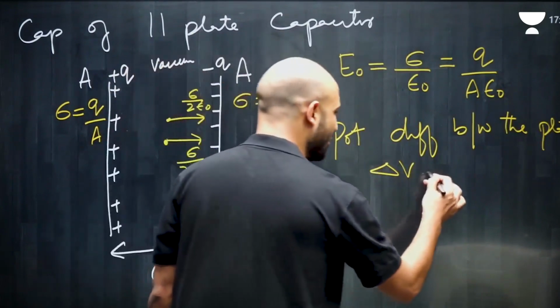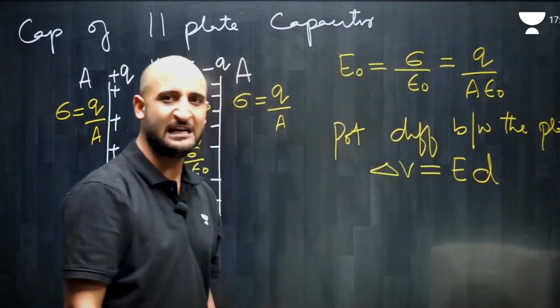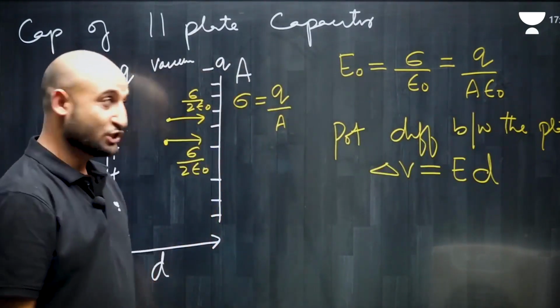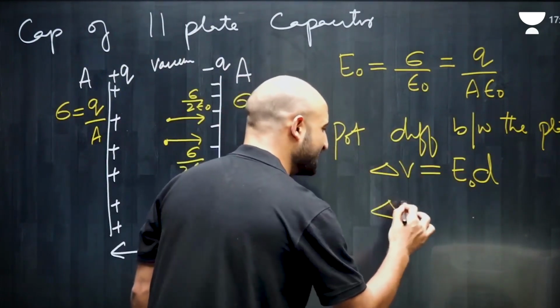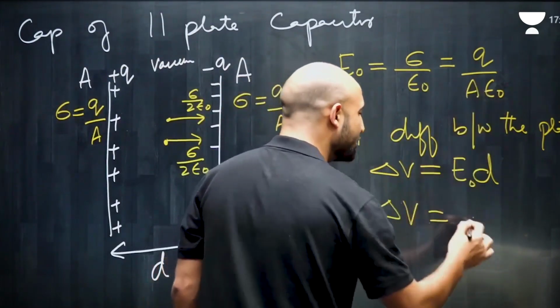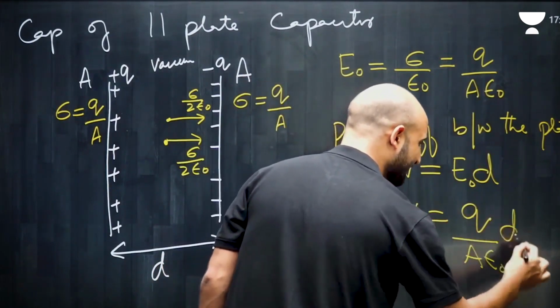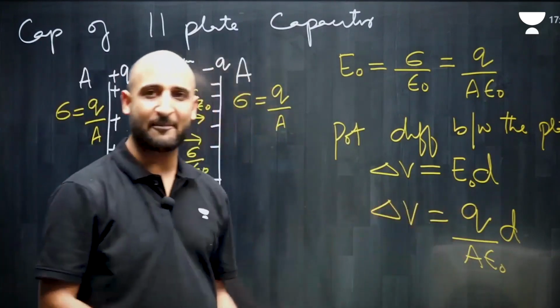will be equal to, I'm sure you must have heard about this equation in electrostatics, field times the distance between the two plates. That's E into D. Now I know the value of E, or E naught, so I get the potential difference delta V. That's equal to Q by A epsilon naught into D. That's the potential difference between the plates of the capacitor, QD by A epsilon naught.